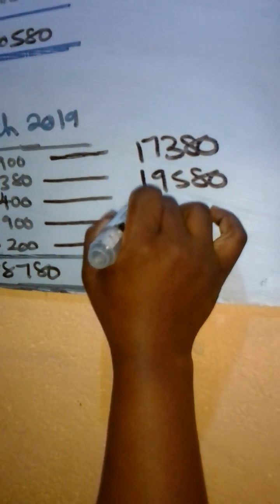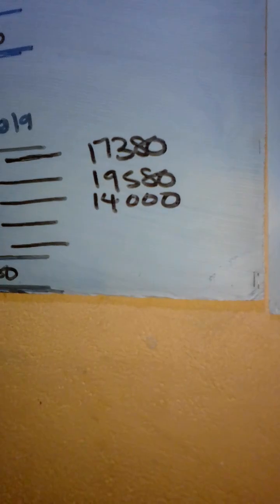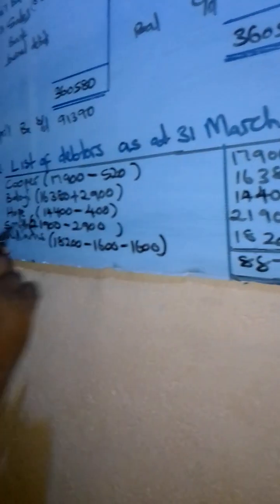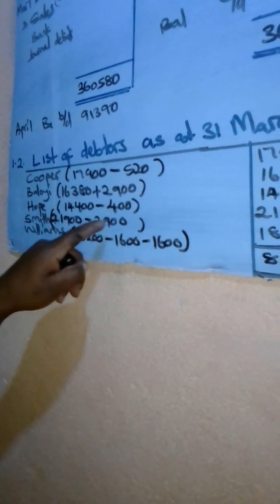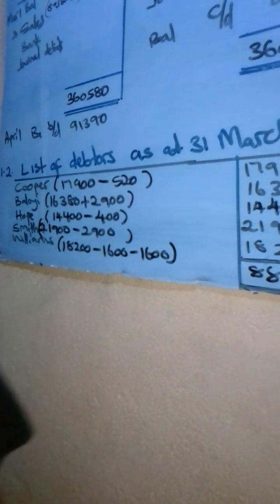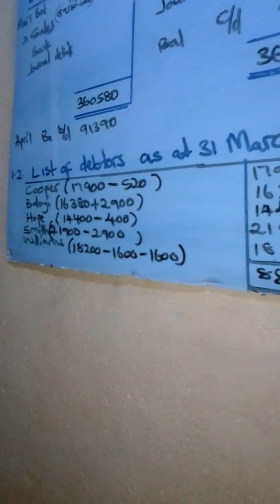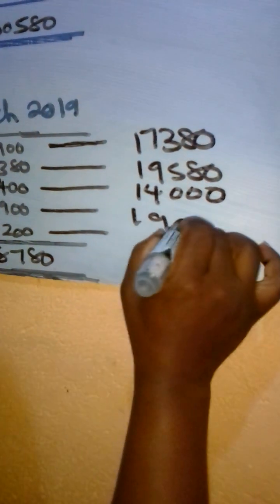19,580. And then for Hope, 14,400 minus 400, we are going to remain with 14,000. We go on again to Smith. We have got 21,900 minus the 2,900, which was mistakenly recorded. We'll remain with something like 19,000.